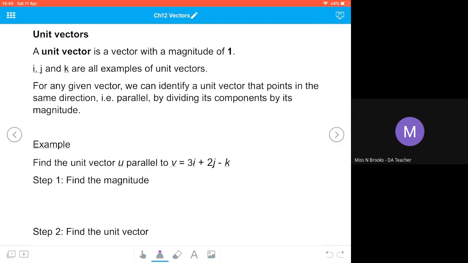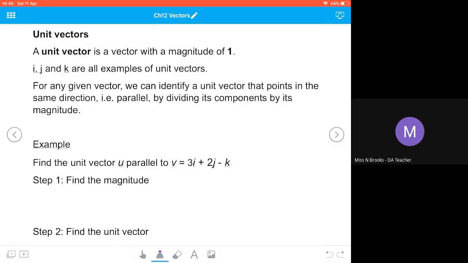Okay, so the next part of vectors at higher level is unit vectors, and we're going to look at them in more detail. A unit vector is any vector which has a length of 1 unit. If you remember back to the last video, there were 3 important unit vectors, which were i, j, and k, and those were the 3 vectors, each of length 1 unit, in the direction of the x, y, and z axes respectively. So if you remember, i was 1, 0, 0, j was 0, 1, 0, and k was 0, 0, 1.